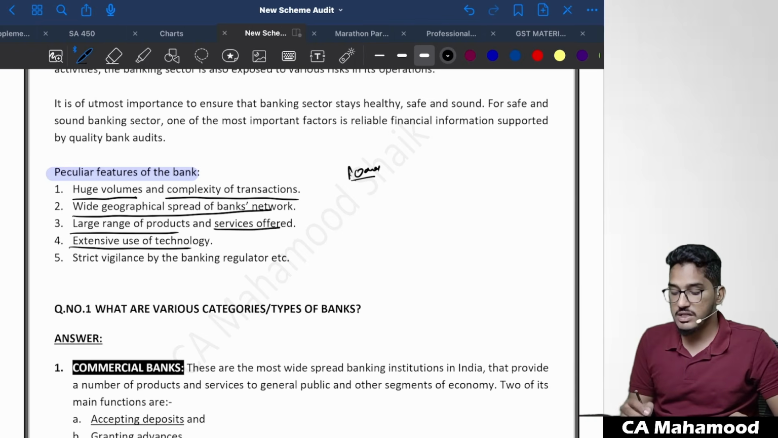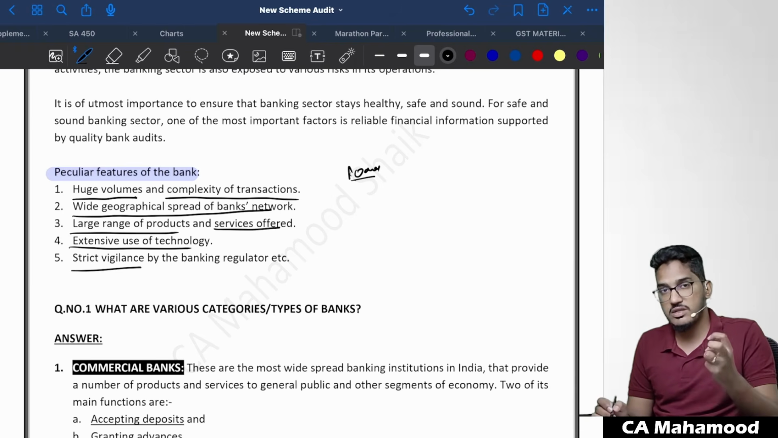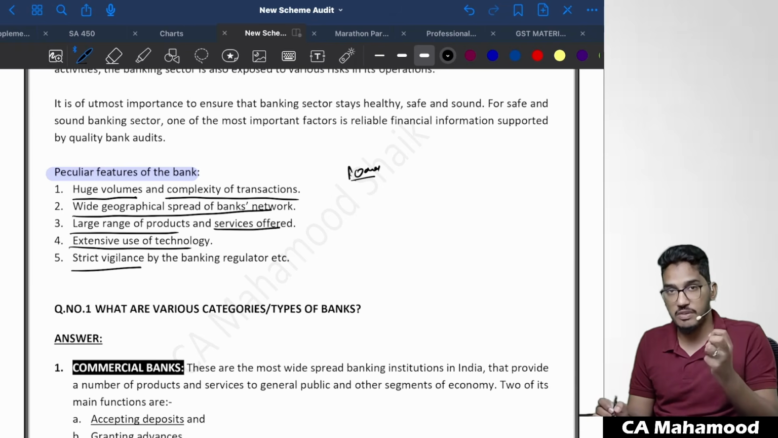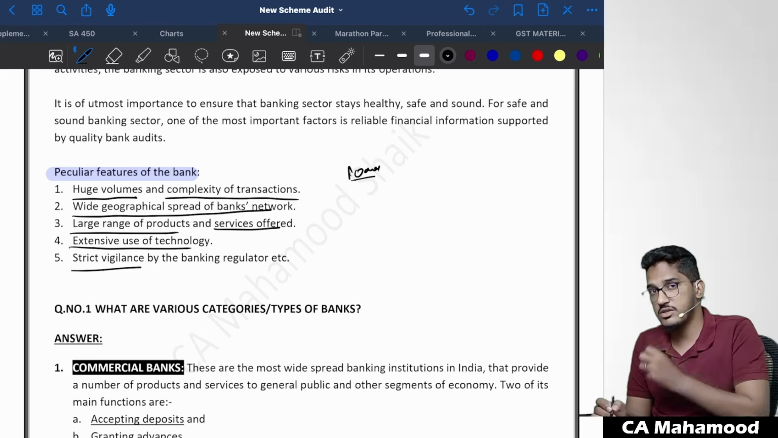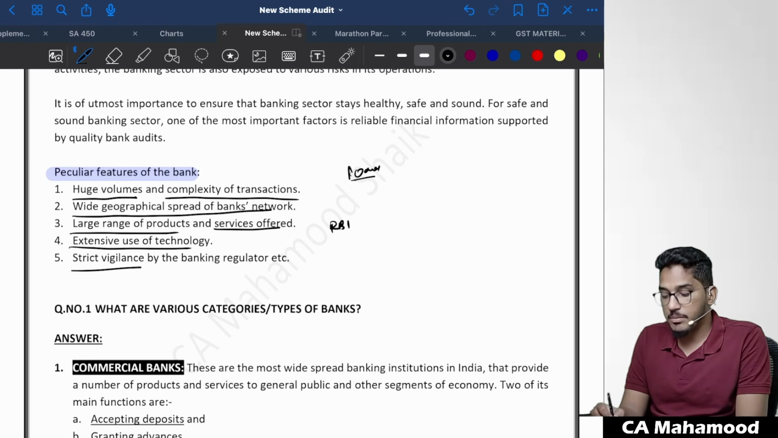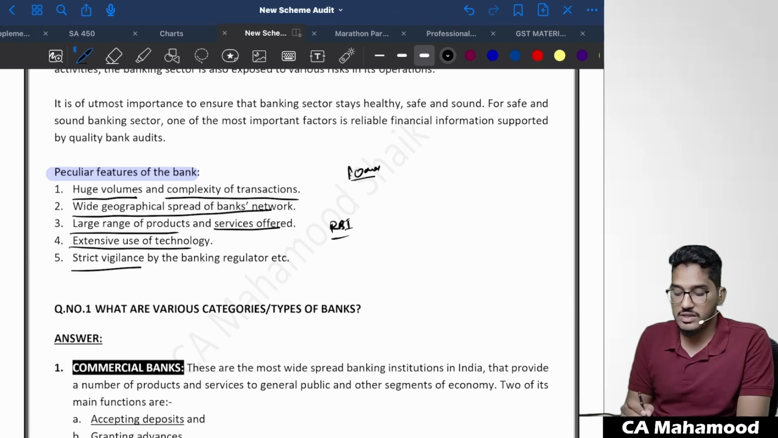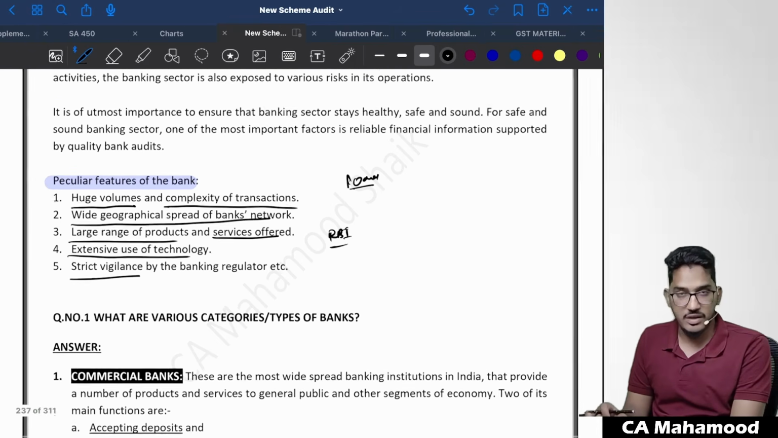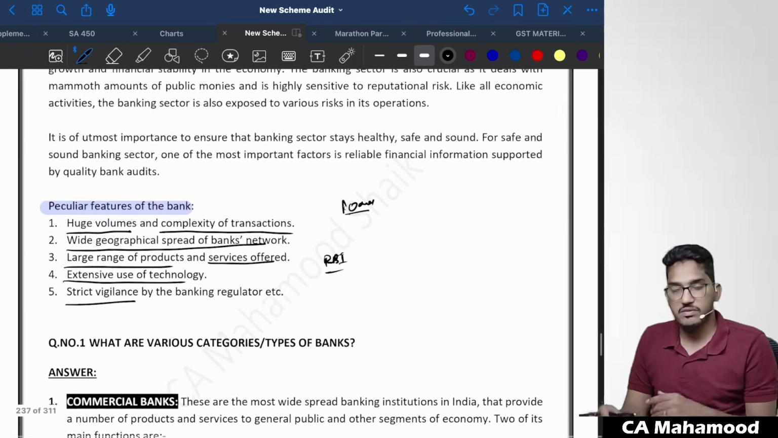And also strict vigilance by the banking regulator. Strict vigilance means what? Strict monitoring. Someone is continuously monitoring the banking functions. A regulator is monitoring all the functions of the banks. So who is that regulator in our India? RBI is the regulator of banks in India. So there is strict vigilance by the banking regulator. So these are the important features of the bank.